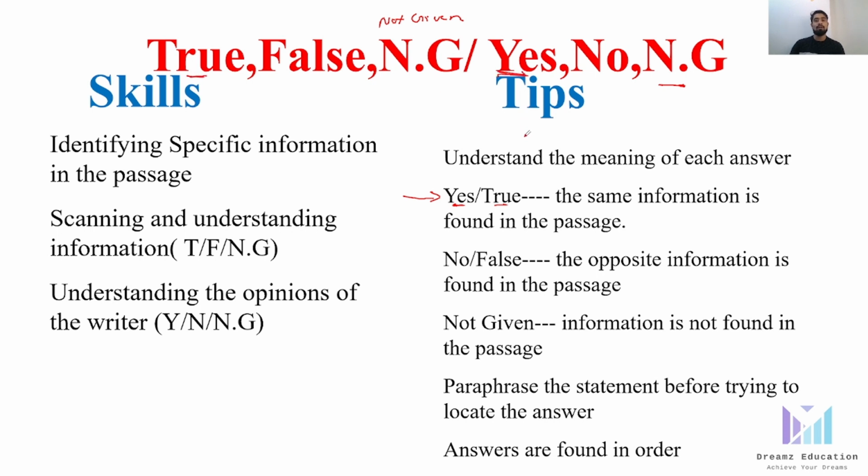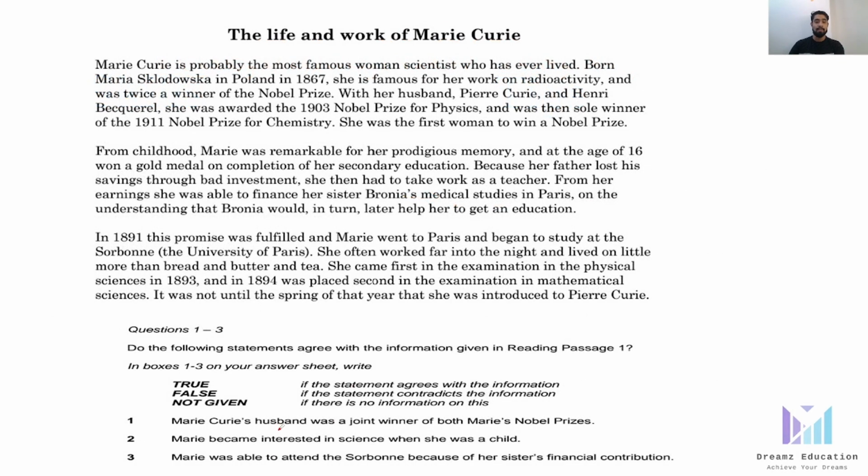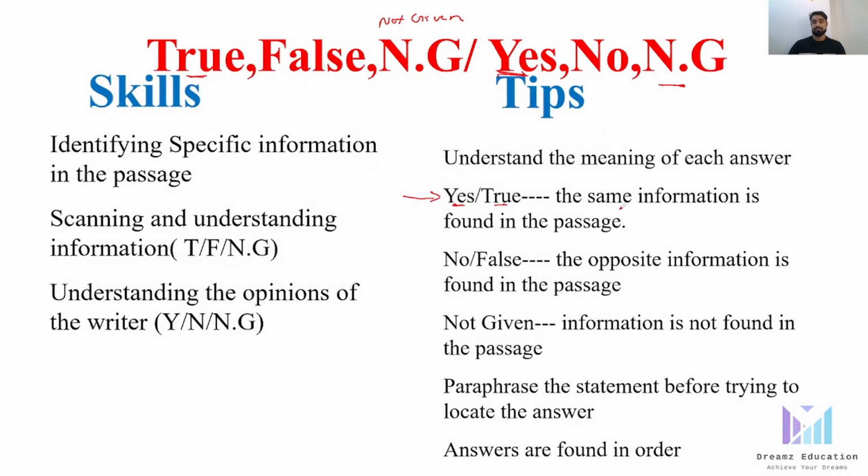So when can we call a statement true or yes? If the given information, that is the information in the statement, matches the information in the passage, then we can call it true or yes. Now you should not just look for the exact sentence. You should also match the meaning of that sentence, and if the meaning is present, then you can call it true or yes. So that's for the first one.